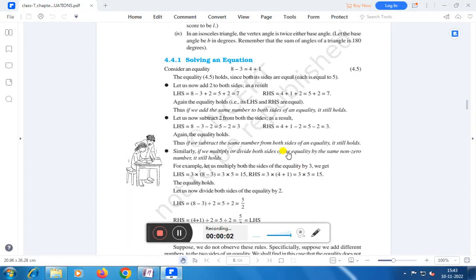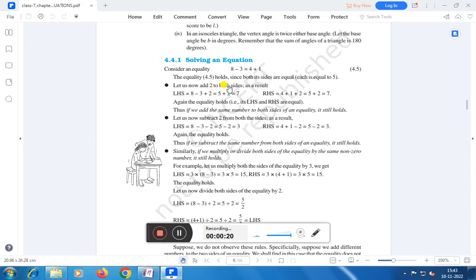Hello everyone. Today we shall discuss solving an equation. Suppose we have a constant equality, that is 8 minus 3 is equal to 4 plus 1. The equality holds since both sides are equal. Each is equal to 5.